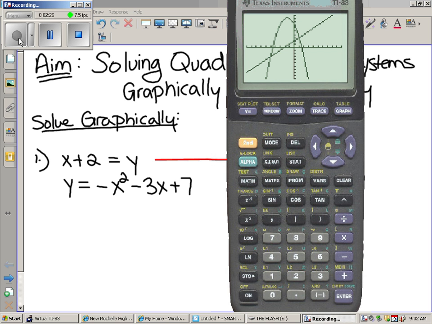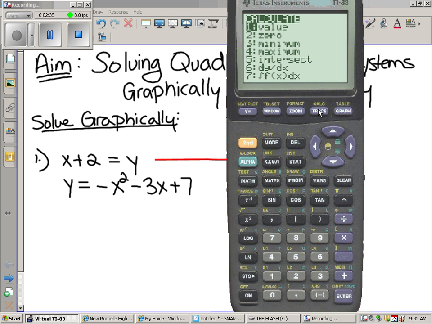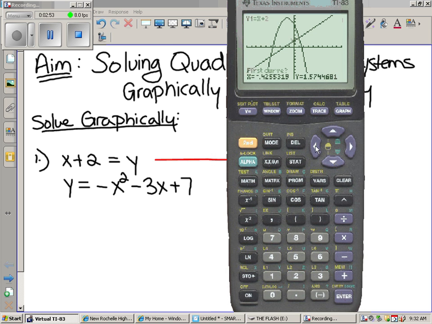Yeah, we're going to hit second trace because we want this calculate section. When you hit this yellow button, it means you really want everything that's written in yellow. So second trace, and this is going to be an enormously popular screen for you. It does lots of stuff. Value, zero, minimum, maximum. We want intersection. Then you can move around. If you move left and right, you move on that one. If you move up and down, you can jump curves.